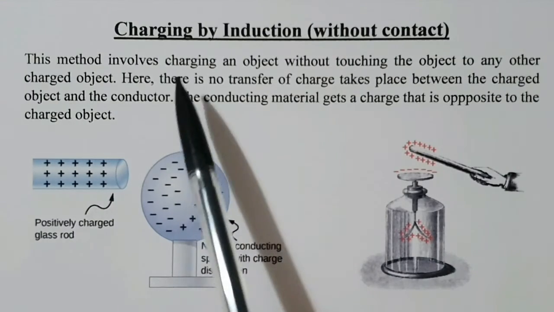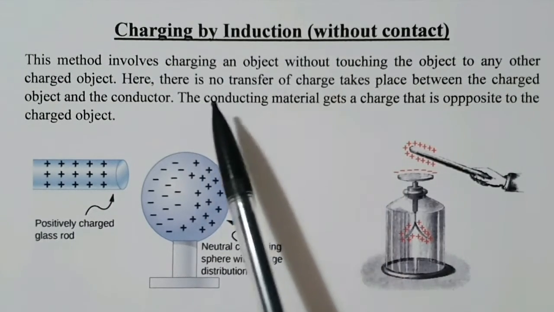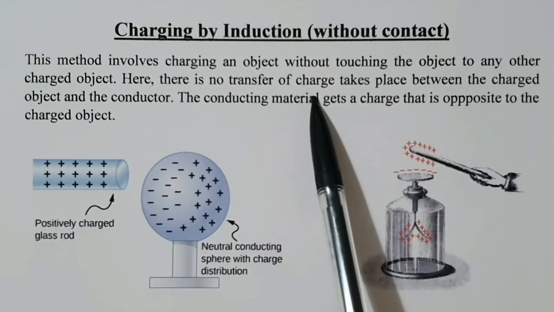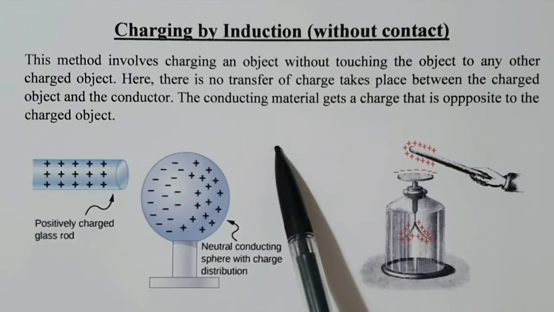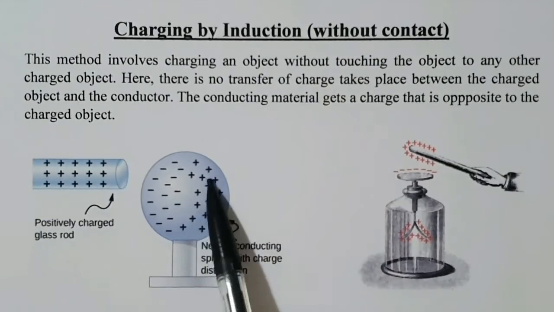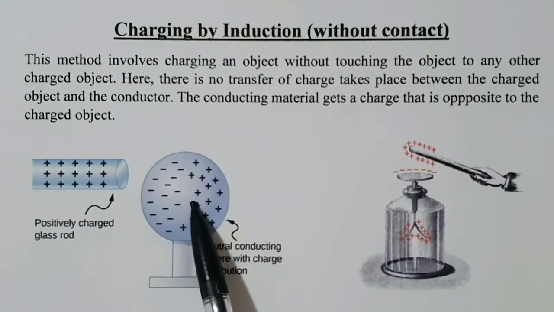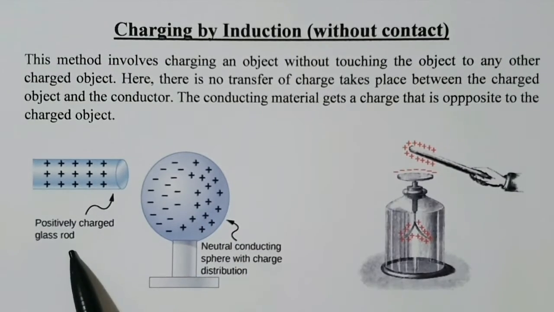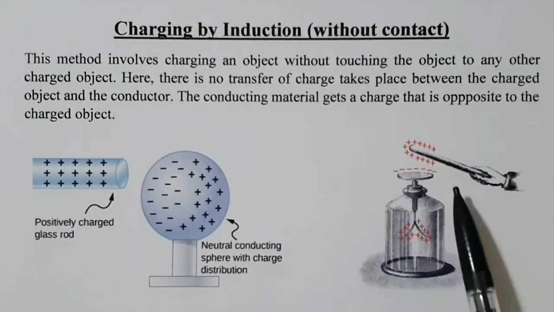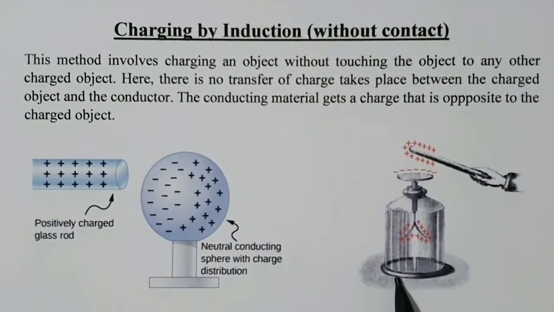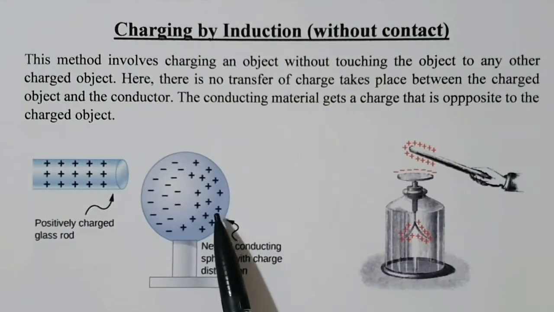The next method is charging by induction. In charging by friction and charging by conduction, electrons are transferred when objects touch one another. But in the induction process, we are charging an object without touching it to any other charged object. In lecture 2, we discussed how an electroscope can be charged without touching it with a charged object. Now, let's see how we can charge a metal sphere positively without touching it with a charged object.